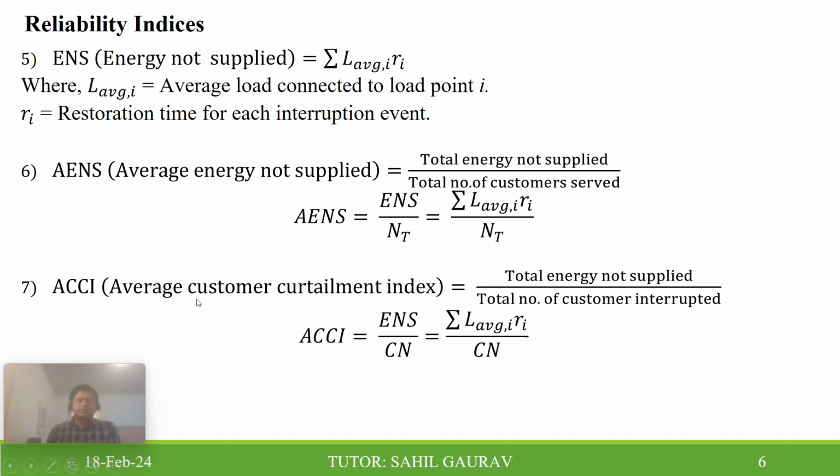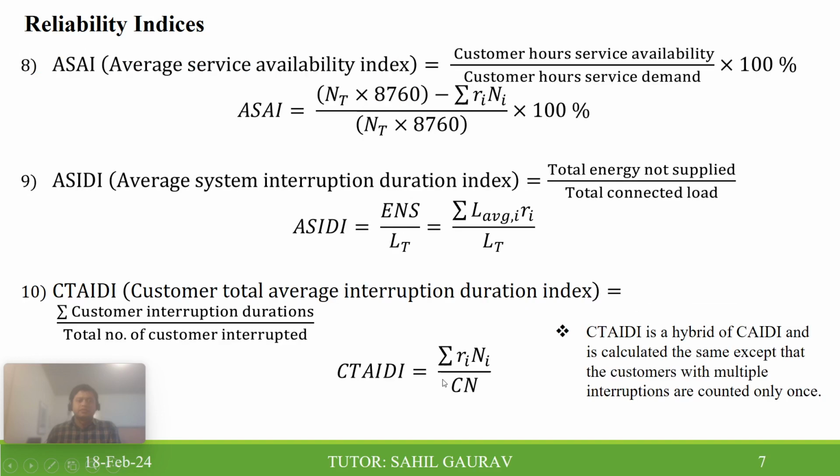And now average customer curtailment index. That is the ratio of total energy not supplied to the total number of customers interrupted. So that is ENS divided by CN. And then we have average service availability index, that means customer hours of service availability to the customer hours of service demand. So this is the average service duration for the customer. Here this expression is given per year. Generally in the problem they ask for per year, so here the number of hours is given per year, 8760.